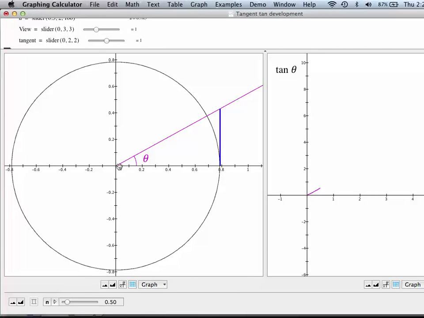So here I've got, let's see. Okay, estimate the tangent right here. If you were to estimate what the tangent was for this angle, what would you estimate the value of tangent to be? Morgan, could you give me an estimate for what the value of the tangent would be for this angle that I'm showing you right here?